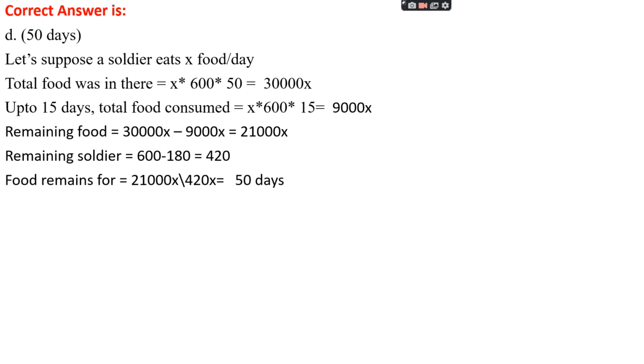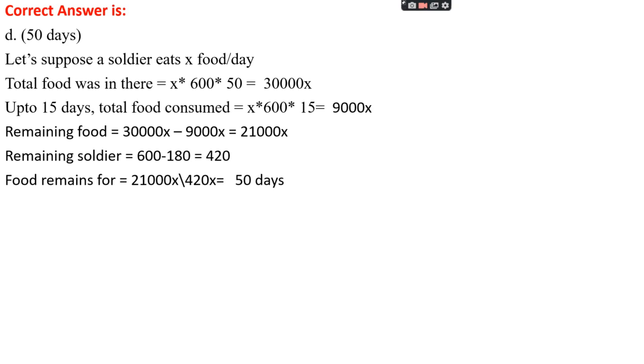Up to 15 days, the 600 soldiers consume food. So up to 15 days the food consumed is x into 600 into 15, which is 9,000x, already consumed. The remaining food we have is 30,000x minus 9,000x, which is 21,000x.